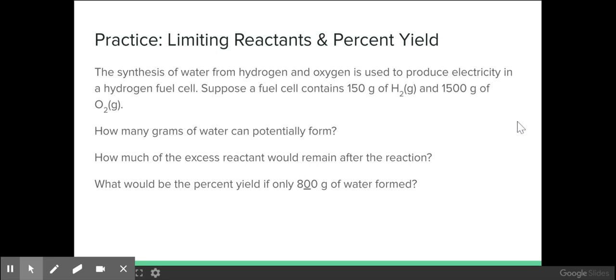For this practice example, we have the synthesis of water from hydrogen and oxygen, and it's used to produce electricity in a hydrogen fuel cell. Suppose a fuel cell contains 150 grams of H2 and 1,500 grams of O2. 3 questions that we're going to answer. This is a multi-step problem. How many grams of water can potentially form? How much of the excess reactant would remain after the reaction? And what would be the percent yield if only 800 grams of water forms?